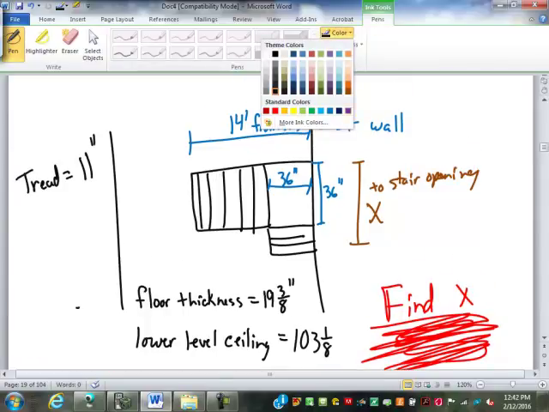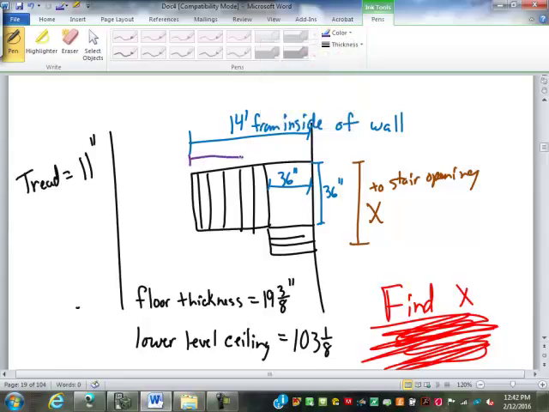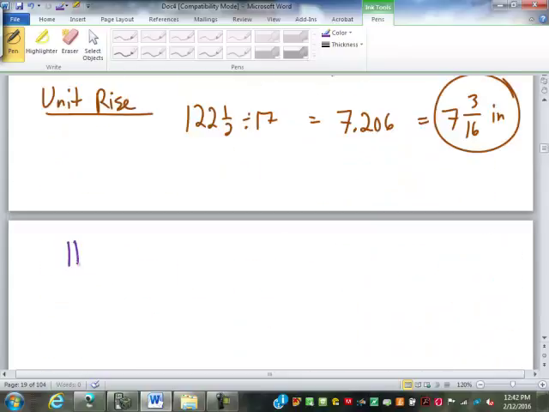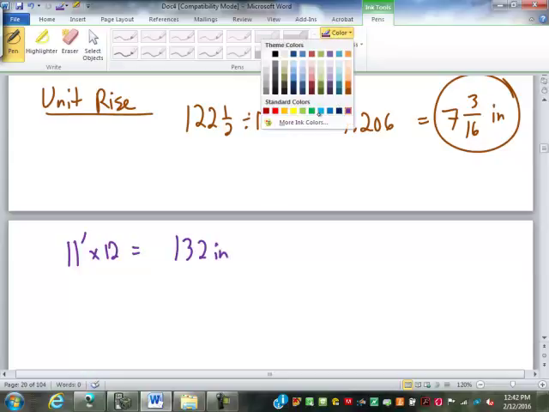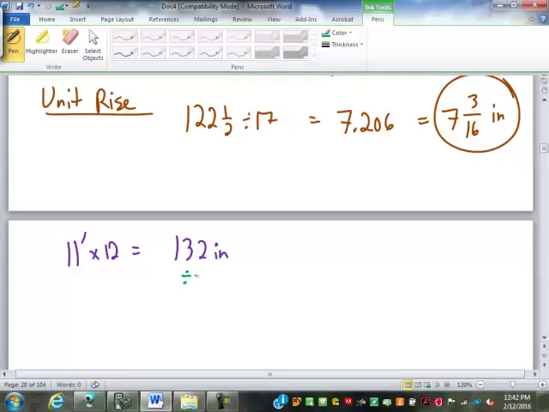Now, since this is going to have a landing in it, the first thing we got to figure out is how many treads we can have above the landing. This is 36 inches or 3 feet. How many feet are we going to have up here? 14 minus 3, so 11 feet times 12 inches per foot is 132 inches. And then we're going to divide that by what? 11 inches to give us 12 treads.